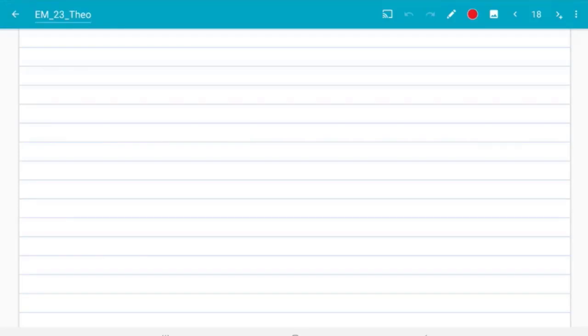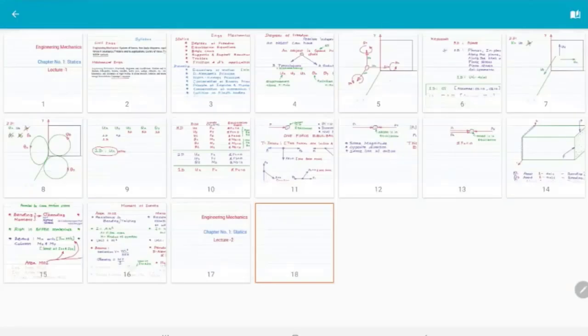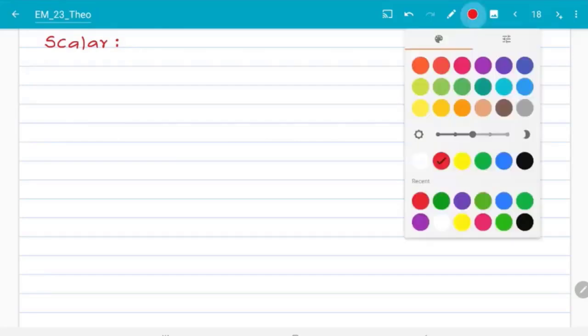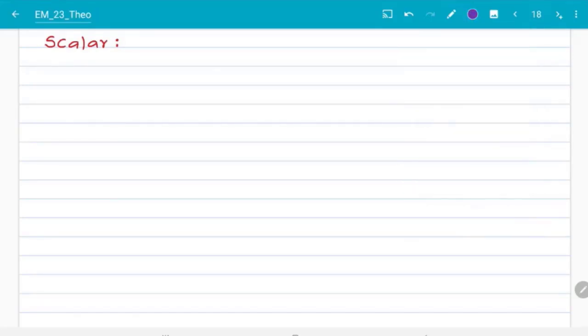First, what do you mean by scalar? Anyone can unmute and tell me. Scalar. Quick. Only magnitude. Very good. Scalar is a parameter with magnitude only.